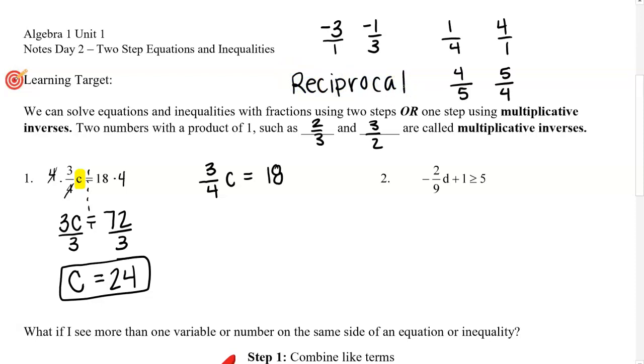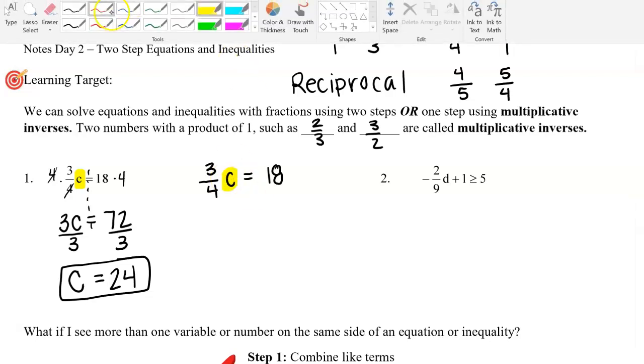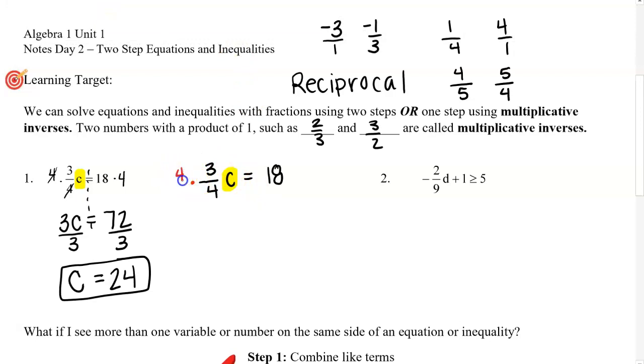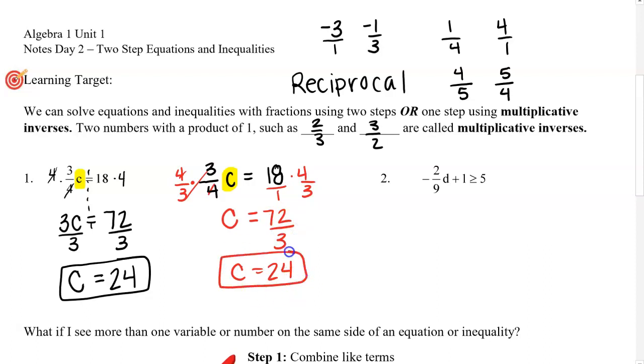multiplying by the reciprocal. So to multiply by a reciprocal here, in order to get c by itself, I'm going to multiply by 4 over 3 on the left and 4 over 3 on the right. So on the left-hand side, I get just c, and on the right-hand side, you can either cross-simplify or you can multiply across the top and across the bottom and simplify and get 24.